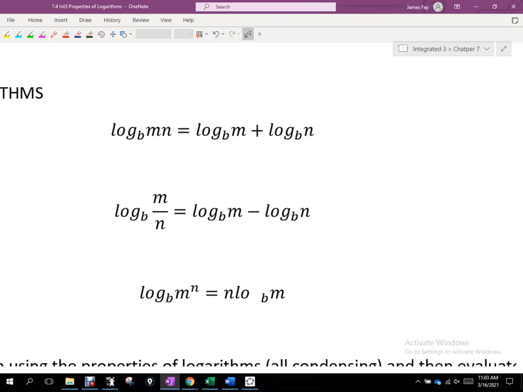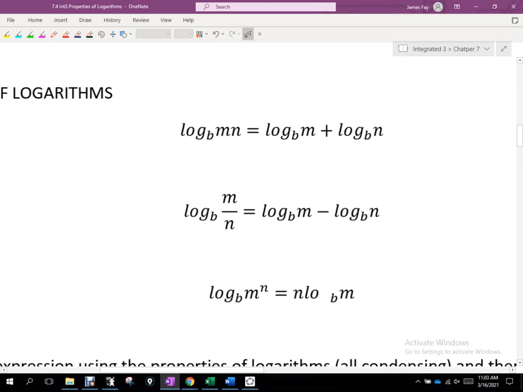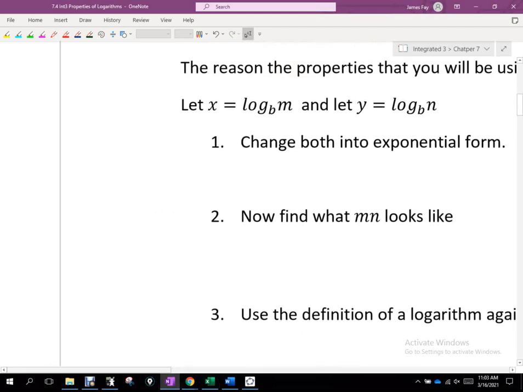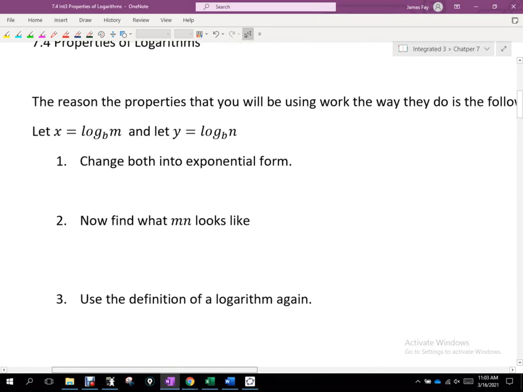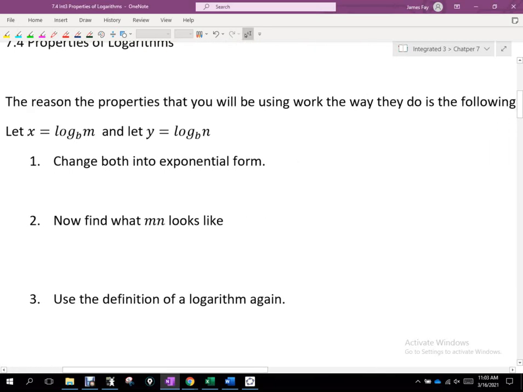Okay. And I want us to understand that the algebra is why those formulas exist, and see where they come from. It's called the derivation, or the deriving of a formula. So I want to display this for you, and I think it's something we can all do. So this is what we're going to do. The reason the properties that you will be using work the way they do is for the following reason. So first thing we're going to do is let x equal log base b of m, and let y equal log base b of n, okay?